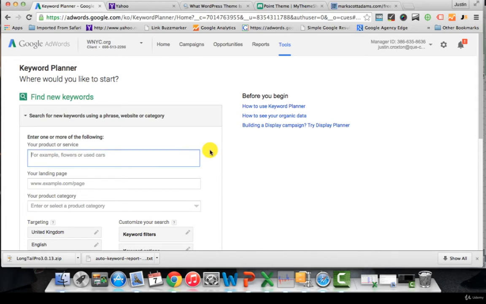So let's say you already have an idea of the product that you want to go with. You want to go with, let's say, cutting boards or wooden cutting boards. And you want to sell those cutting boards in the United Kingdom. Or you may want to sell those cutting boards in Germany. But in this case, we'll start with the United Kingdom. So first thing we'll do is we'll type in wooden cutting boards.